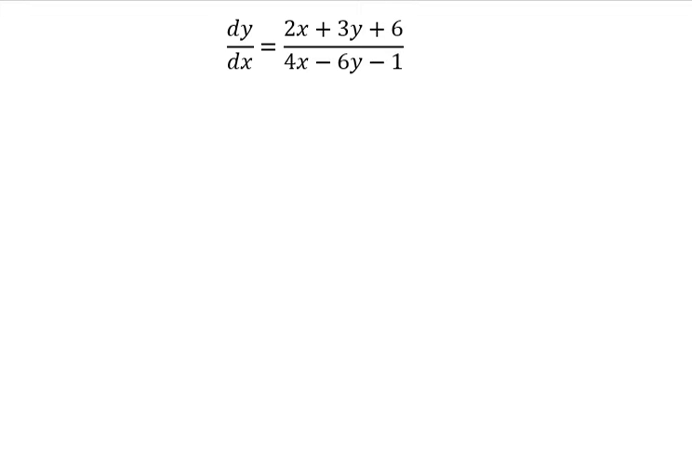Hello everybody. So today I want to talk about calculus. The topic today is about differential equations. So now I want to show you how to answer. We want to transform this one into homogeneous.